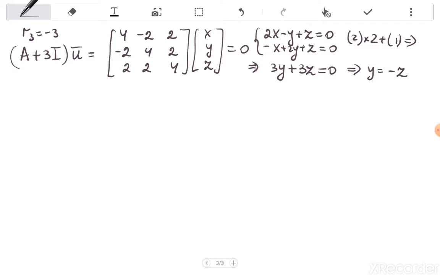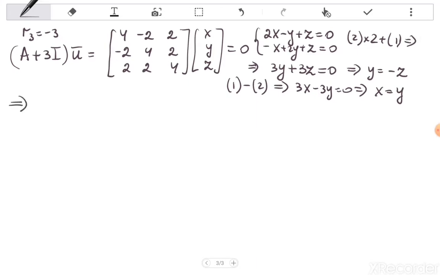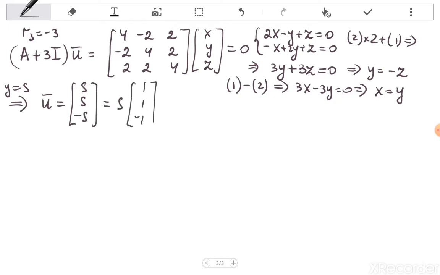And also we can take the difference of these two, just to get rid of the z here. We get 3x, so this minus this, this minus this, minus 3y is 0, so x is y. So one of these can be taken as a parameter. Let's take, let's say, y to be the parameter, doesn't matter, and then u will be: x is y, so s, y is also s, and z is minus y, so minus s. So this is s times (1, 1, minus 1).